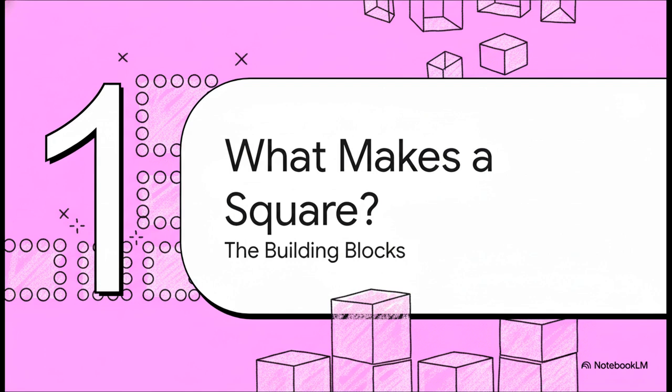So let's back up for a second. We all know that a number multiplied by itself gives you a square number, right? But is that really the whole story? What truly makes a number a square? Let's start with the absolute basics to really get this.